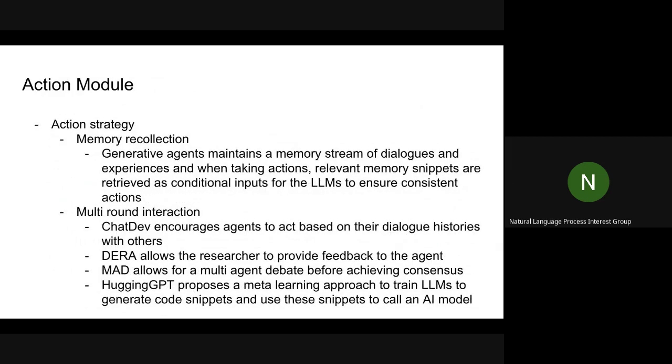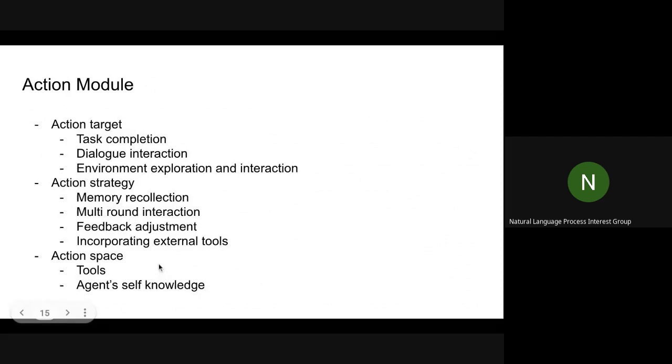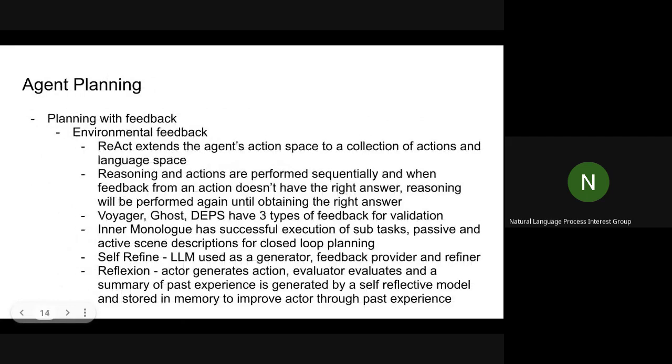So I think within this one, Voyager and Ghost in Minecraft were discussed quite a bit, as well as ChatDev. So those might be three things. I also think we should not be doing one paper a week. If we want to do a memory one, I'd love you to talk about the Ghost one. Have you read it?